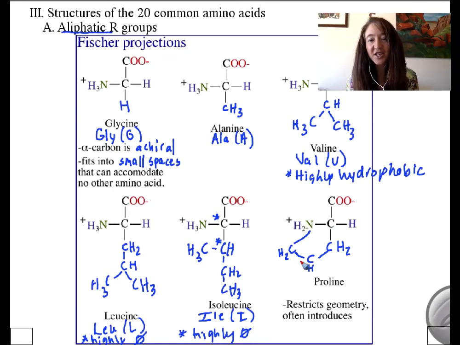So this actually literally induces a ring type structure in the proline, and as you might imagine, this amino acid, wherever it might find itself within a protein, would introduce an abrupt direction change. That is, it would introduce a kink. So proline, PRO, 3-letter, P, 1-letter, restricts geometry and often introduces abrupt direction changes.